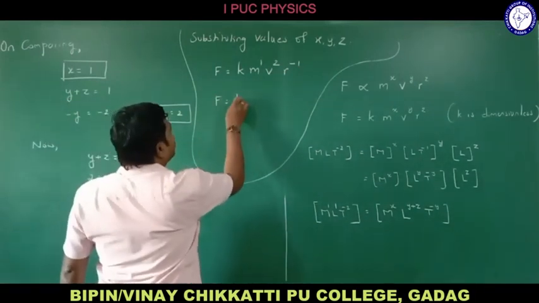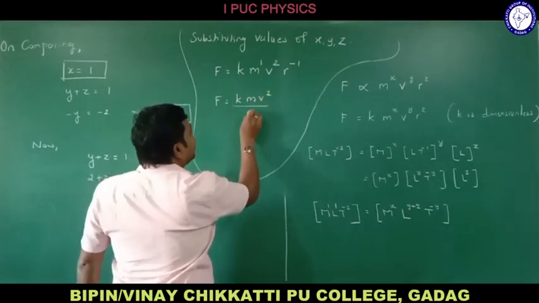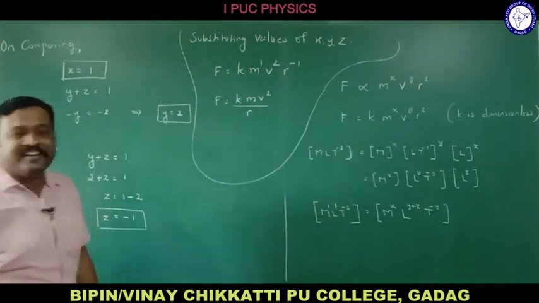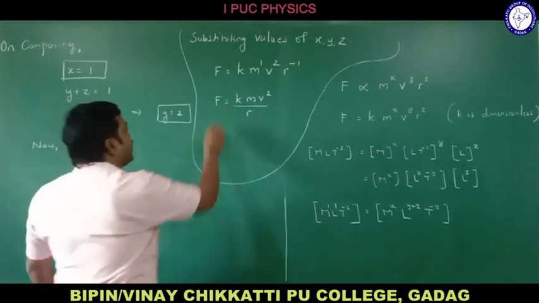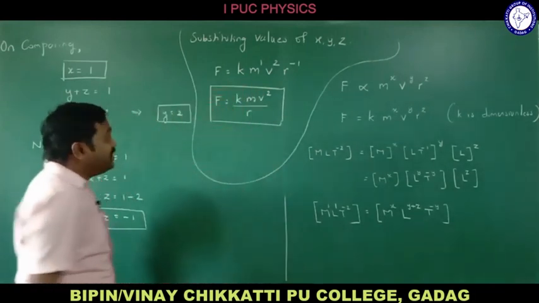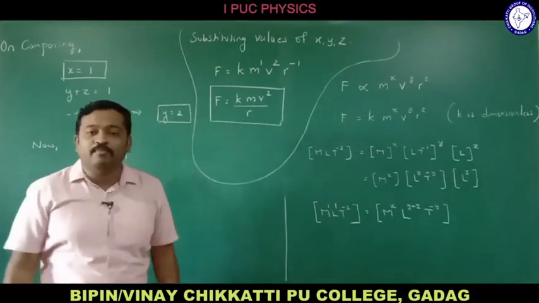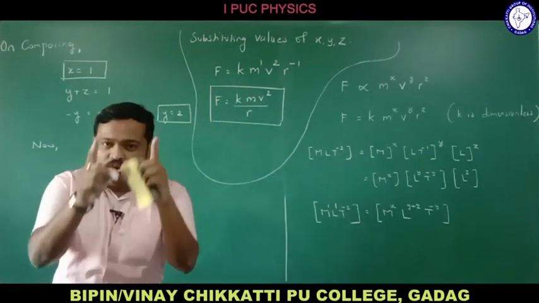F is equal to k m raised to 1 is m v square, divided by r. R raised to minus 1 is what? That is 1 divided by r. So this is the formula for centripetal force, right? F is equal to k m v square divided by r.